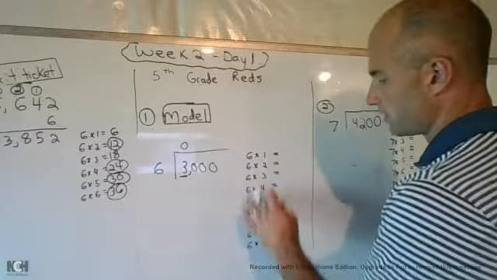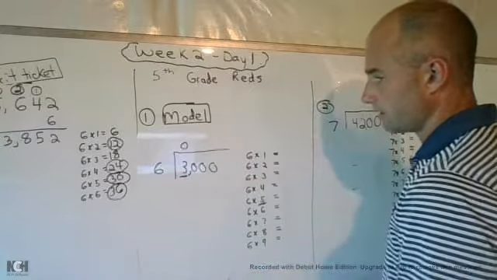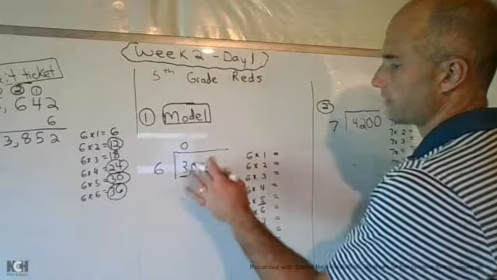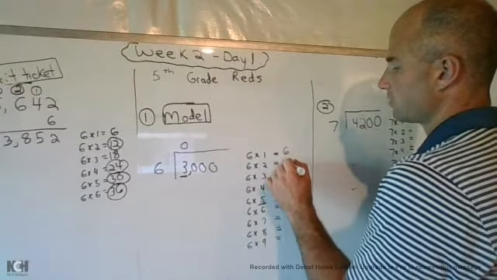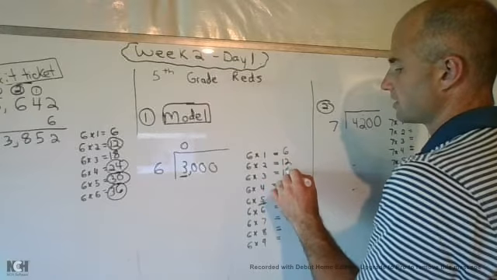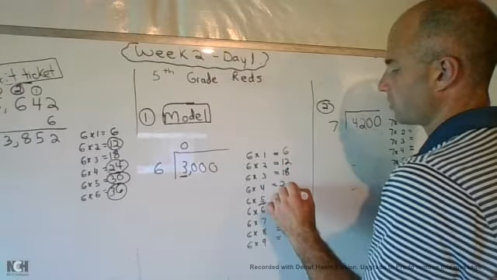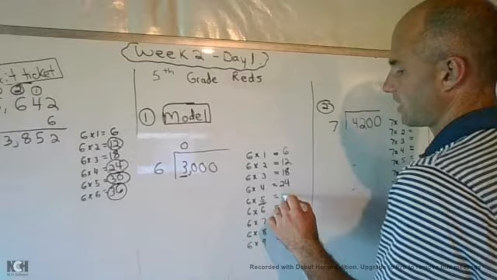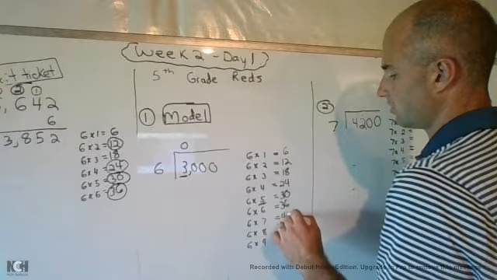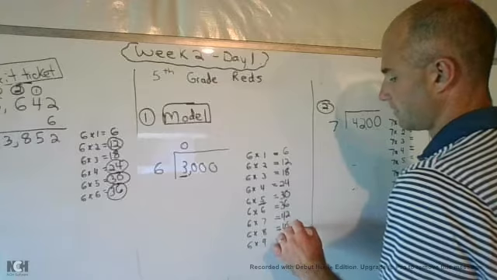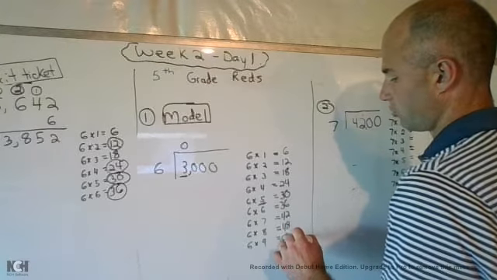Next, I should have done this first, really, before trying to solve anything over here, but I'll do it now. 6 times 1 is 6, 6 times 2 is 12, 6 times 3 is 18, 6 times 4 is 24, 6 times 5 is 30, 36, 42, 48, 54.